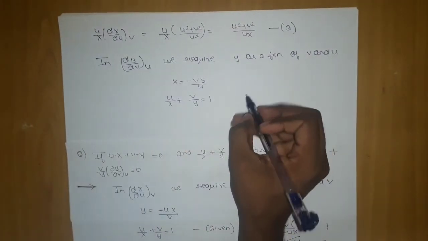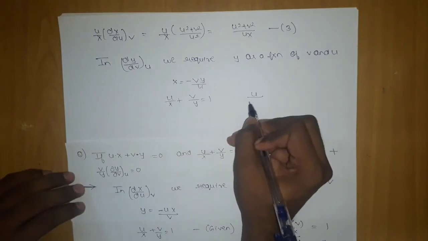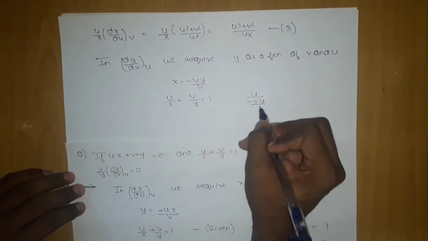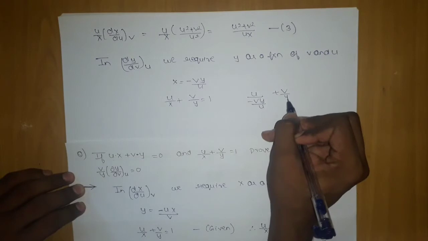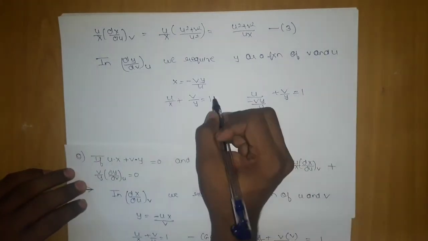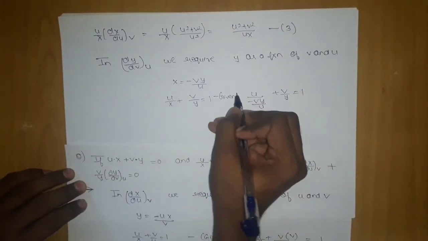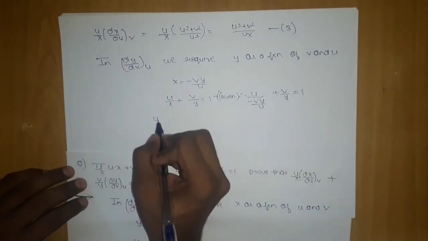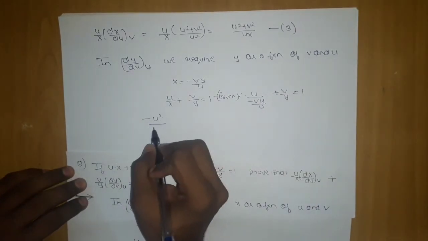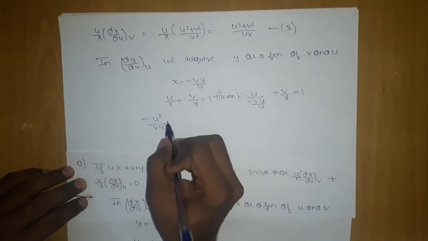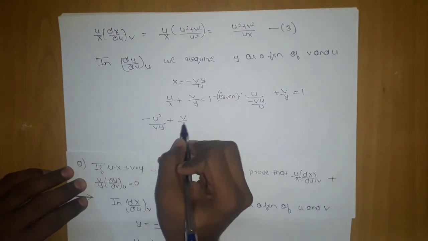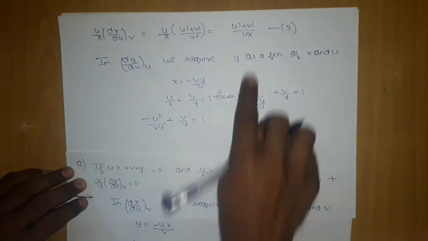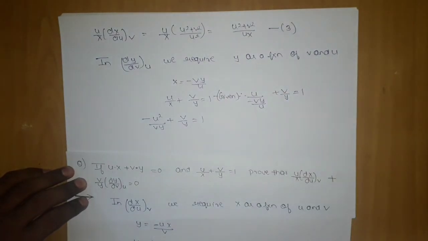If I substitute x, I am going to get u by minus vy by u plus v by y equals 1. This is what is given, right? After substituting, I am getting this. If I move this, I will be left with minus u square by vy, this minus has moved up, plus v by y equals 1. Now I require y as a function, so y should be on one side and the function should contain v and u.